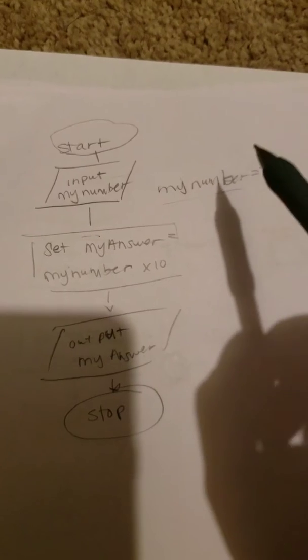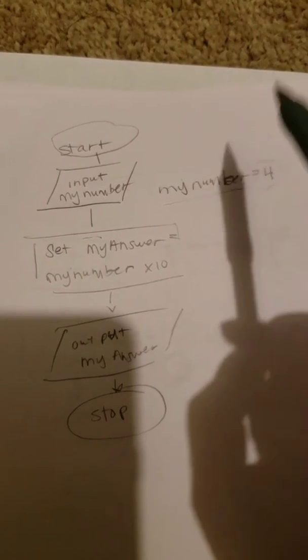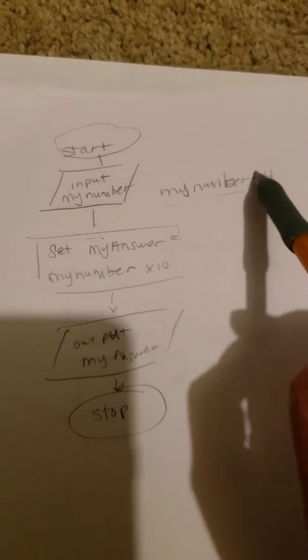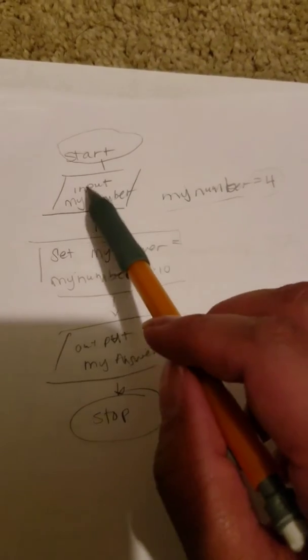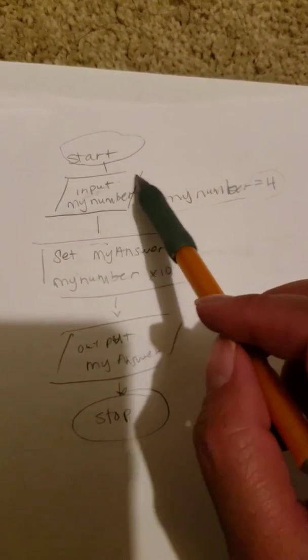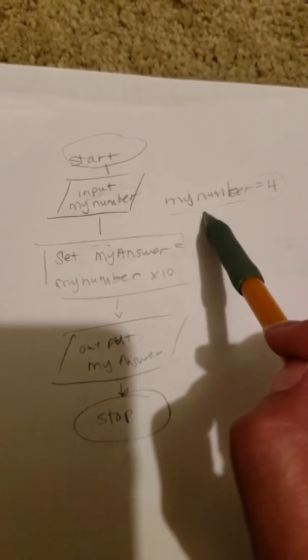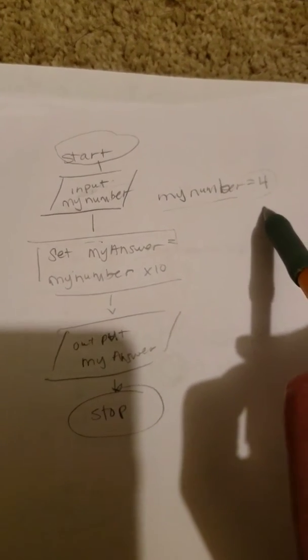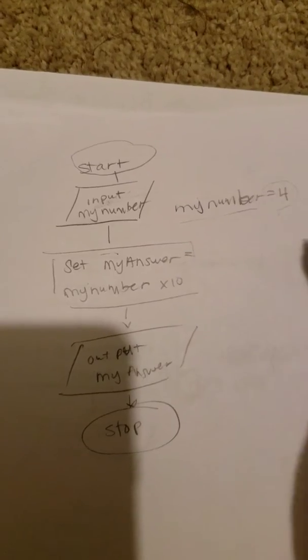So again, imagine yourself typing a 4 on the keyboard and it gets entered into an input. That's why the input brings it in and saves it into your my number, okay? And now it is a 4 because you, let's say, for example, picked a 4.